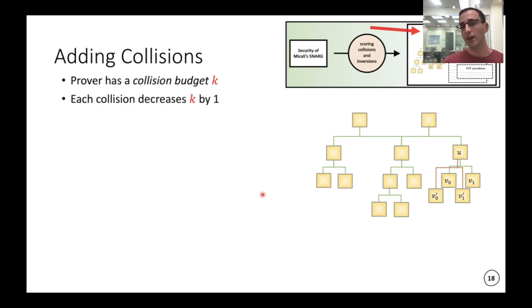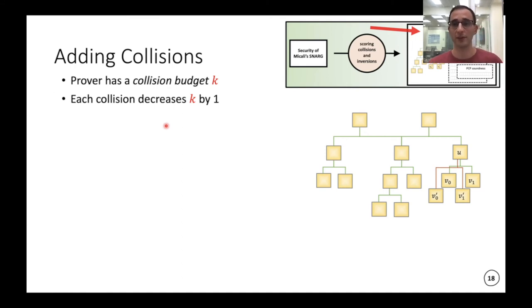Okay, so if he just adds an edge, let's say he added this edge, fine, he just adds it, and T decreases by one, okay? What happens if he adds a collision? Let's say, in this example, we have the node U, and he added this edge here and the V primes. So we have a collision here. He's allowed to do that, but each time he does this, the collision budget decreases by one. And of course, once we get to zero, that's it. You cannot continue beyond zero.